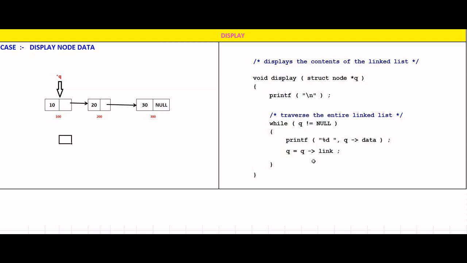So this is the function for the display. Here we pass only the structure pointer q. Pointer q holds the linked list like this. Now, while q is not null, is q null? No. So while q is not null, we perform this. Q is having 100. So print q of data. Q of data is 10, so we print the 10.